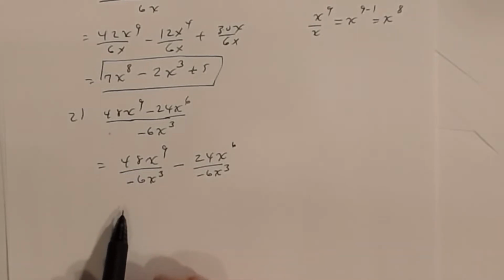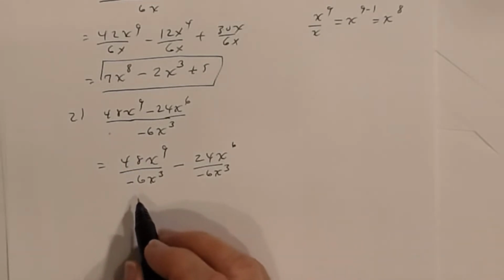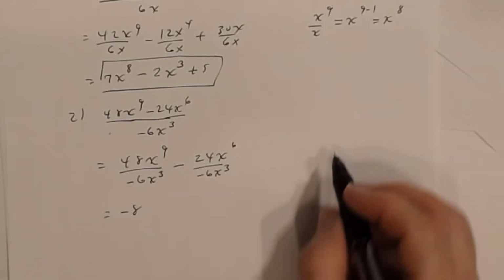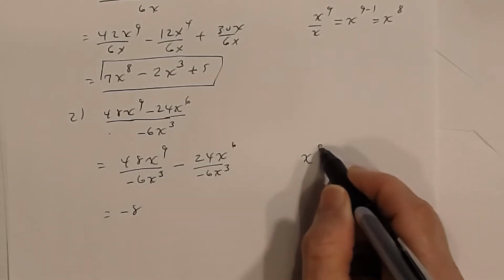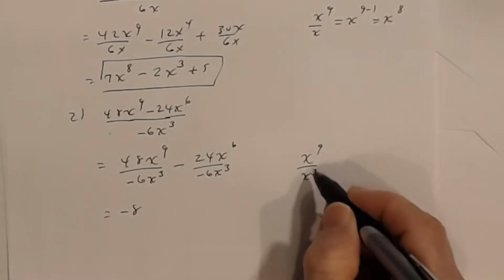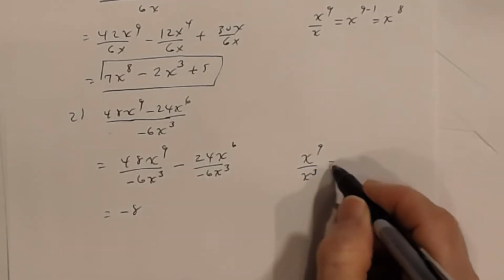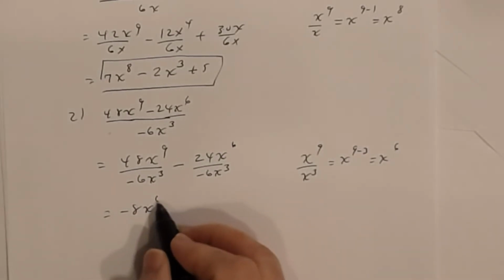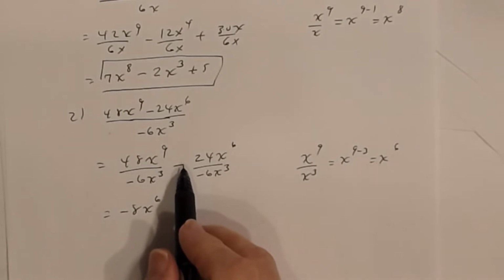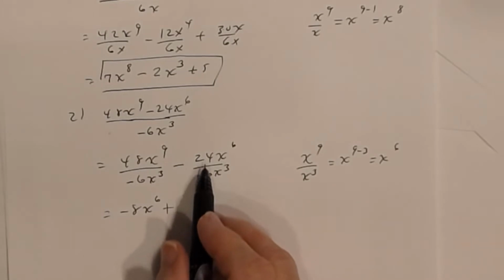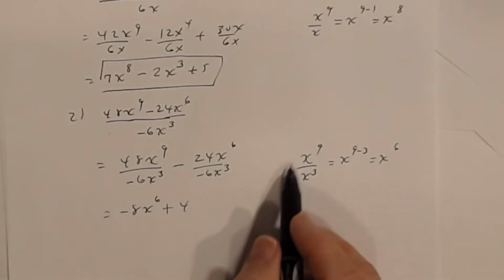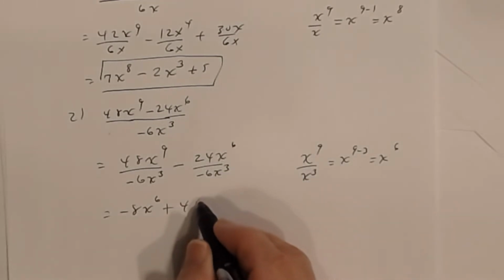48 divided by negative 6 is negative 8, right? X to the ninth divided by x to the third. Just like we did before, in your mind, you're thinking dividing like bases, subtract exponents. So it'll be x to the 9 minus 3, which is x to the 6. Now over here, remember, you're subtracting, but you can think of this as a negative divided by negative, so that's going to be a positive. 24 divided by 6 is 4. X to the 6 divided by x to the third, same thing we did here. 6 minus 3 is 3, so you get x to the third.